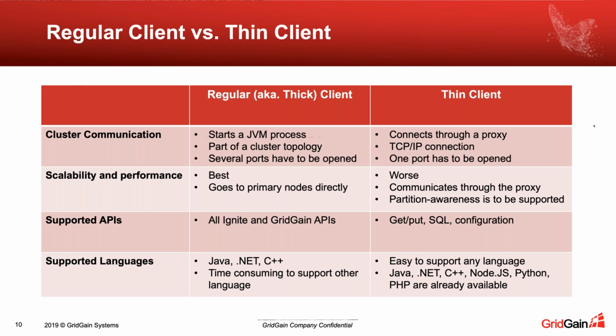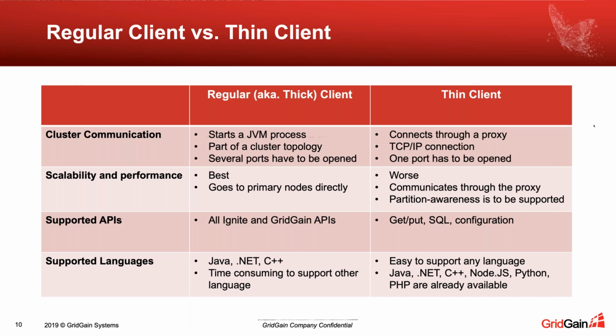Supported APIs: regular clients, everything you have in Ignite. Let it be SQL, key value, machine learning, deep learning, compute, service grid, everything. As for the thin client, there is a subset. Right now we support get and put, SQL. You can do some configuration changes. Also, we are thinking to provide limited support for compute grid, and also we will support transactions. But that's how it works right now. So trade-off, pick and decide.